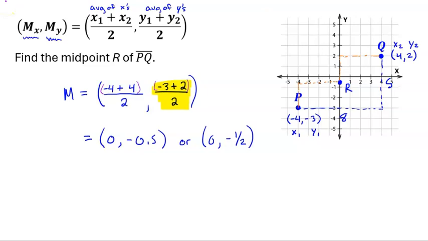And thinking about the formula, this now represents the x-coordinate of the midpoint. This represents the y-coordinate of the midpoint, and then you could always change this to point R instead of midpoint here, and that way you can go ahead and label it this way.